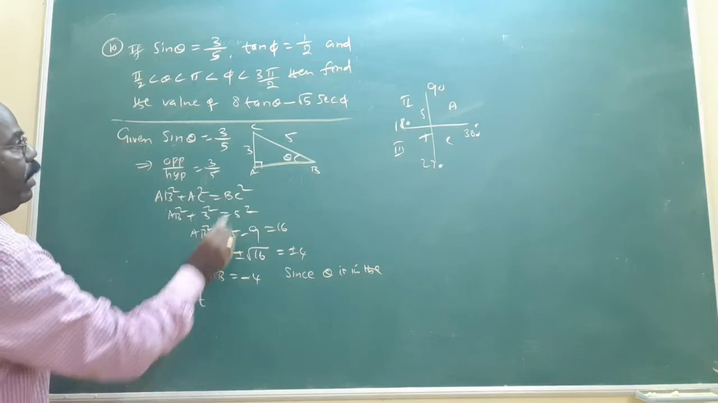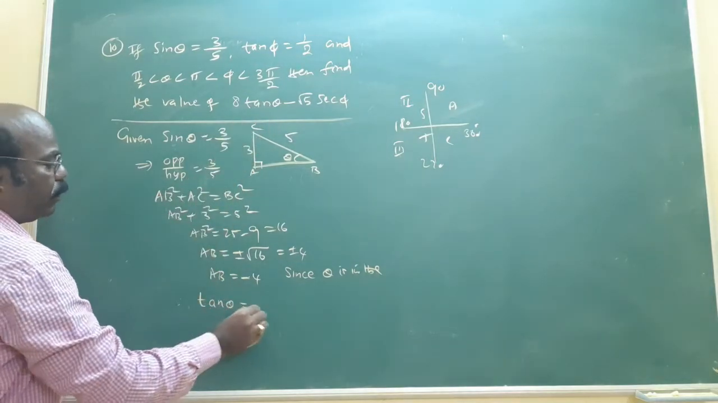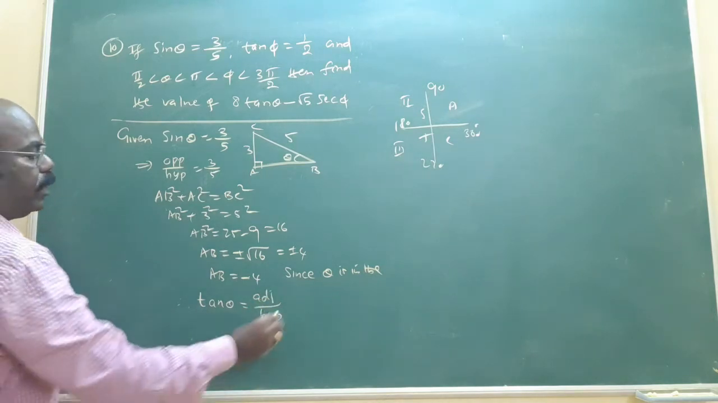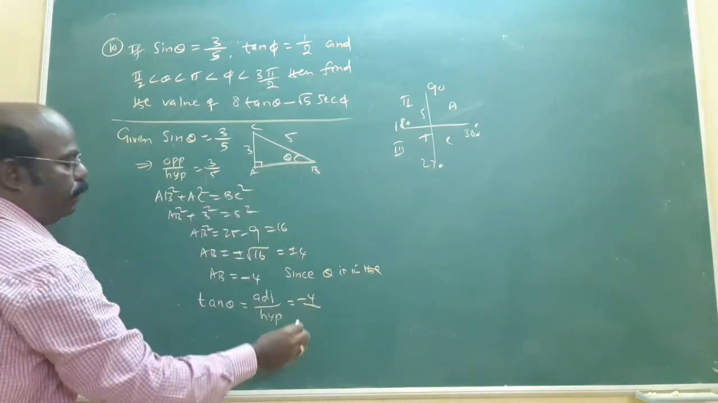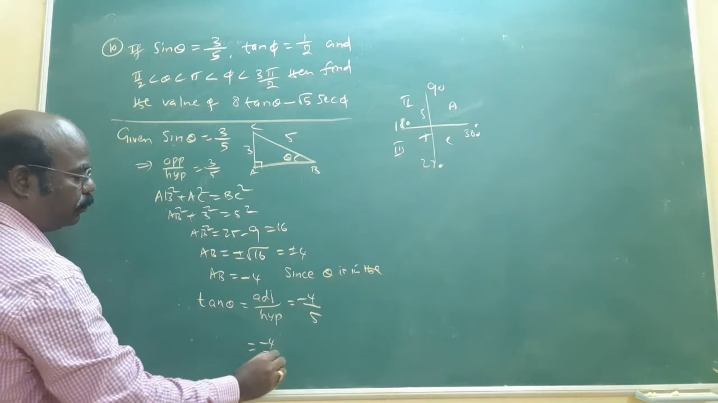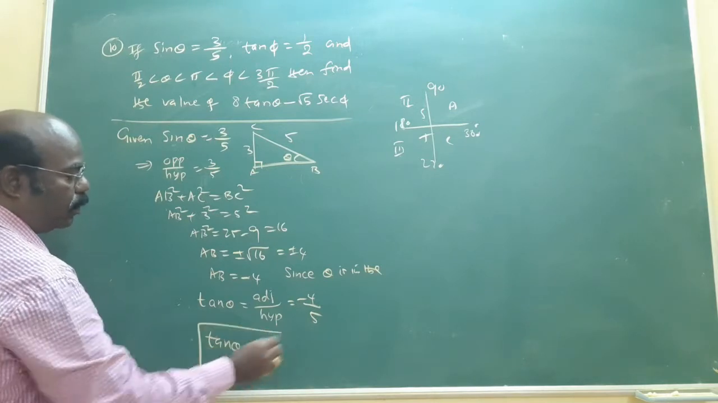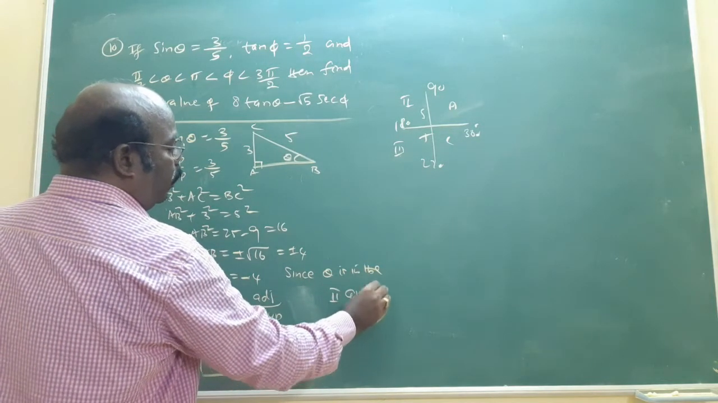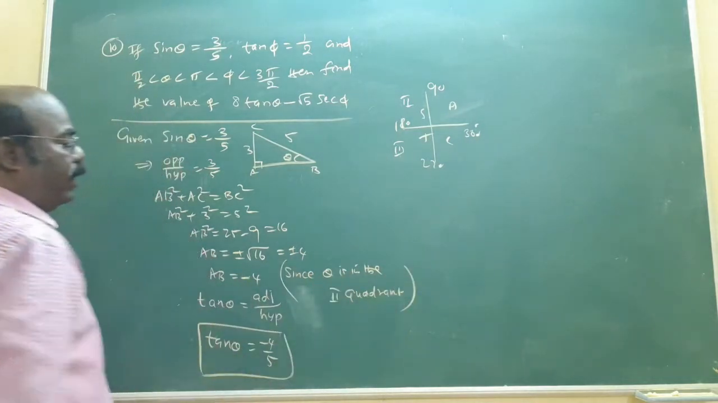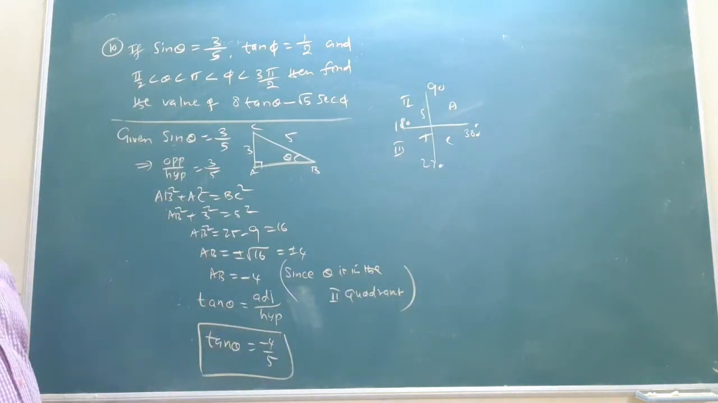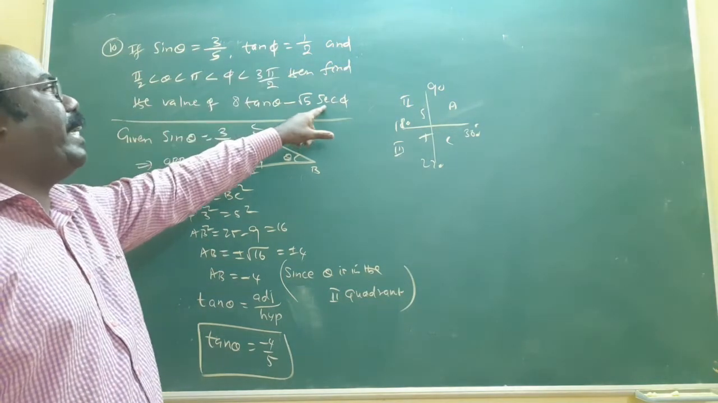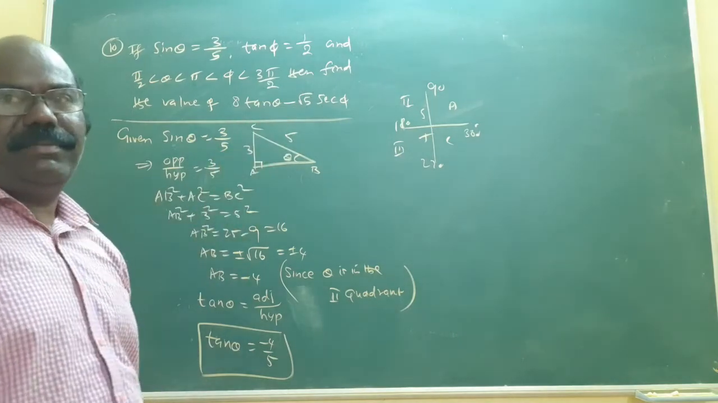Now, in the question we want tan theta. What is the formula? Opposite by adjacent, am I right? But this is minus 4 by 5. This is the answer. Theta is in the second quadrant, that's why only sine is positive. We want tan theta, that's why consider that minus. In this way, you want to assume, that's very important. From the first data find the value of tan theta. For the next value, you will find secant theta. Afterwards, substitute here, we get the answer.